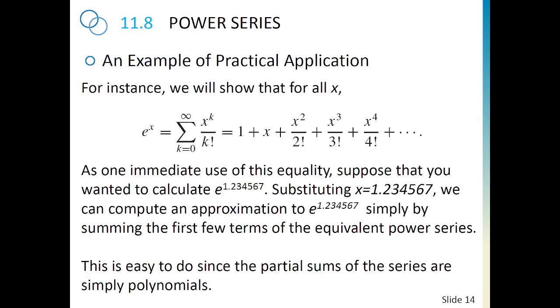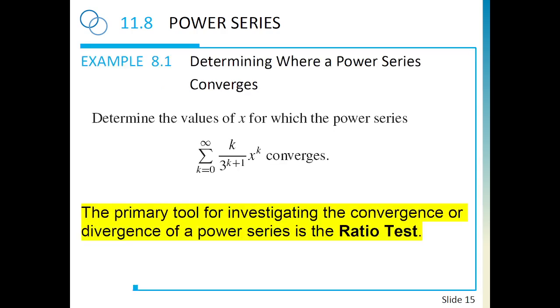So this is an example with exponential. Later on we will find this series. So let's say another example. I have a series here, which is a power series, and I would like to know what is the interval of convergence and what is the radius of convergence of this series.